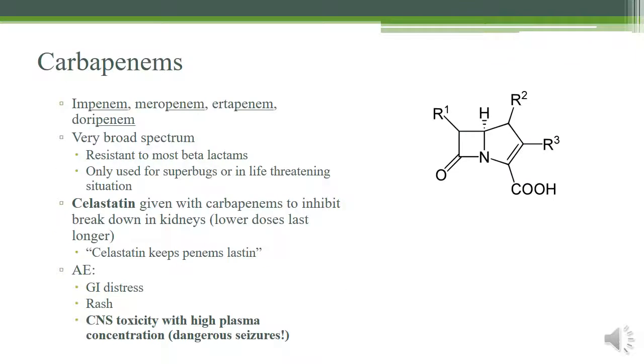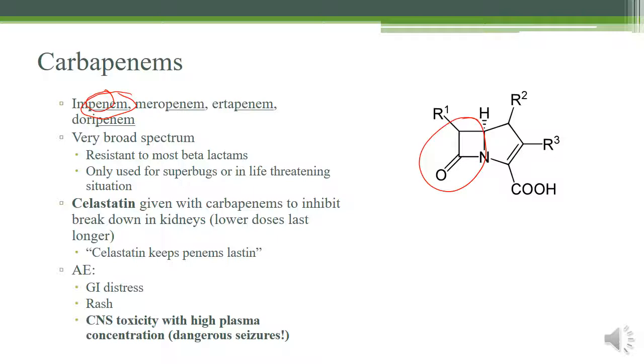Moving on to carbapenems, these are the ones that we tend to reserve for just the end case scenarios. Carbapenems almost always end with -penem, and you think of it as penicillins. They do have pen in their name because they are kind of beta-lactams. They still have that beta-lactam ring. But they are very resistant to beta-lactamases. So we pretty much reserve them for the superbugs, the life-threatening ones. And I'll tell you why in a second.